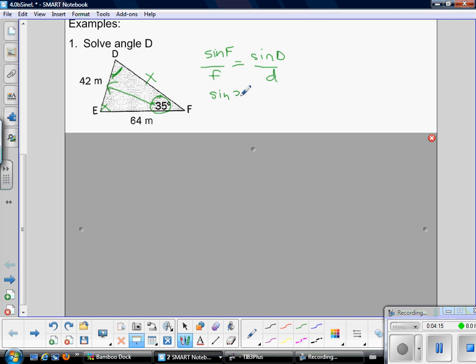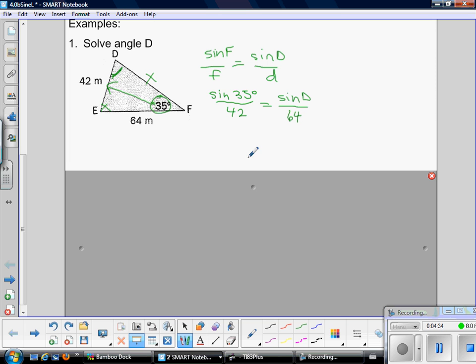So we know the sine of 35 degrees over 42 must equal the sine of D, angle D, over its side length, which is 64. Now, I'm assuming that you can follow. I want to find the sine of D, so I'm going to cross multiply. So sine of D equals, okay, I'm going to divide by 42 because I'm going to cross multiply and divide.